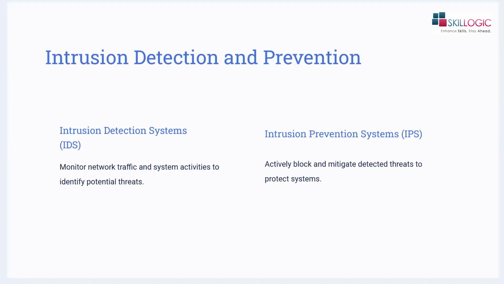So this is the main difference between IDS and IPS. IDS monitors network traffic and system activities in order to identify threats. But IPS, very important, blocks and mitigates. It doesn't just detect the threat, it completely blocks it and helps in protecting our systems and data.